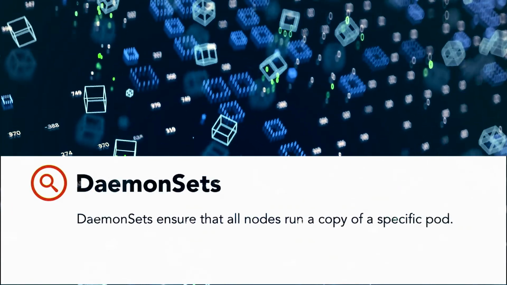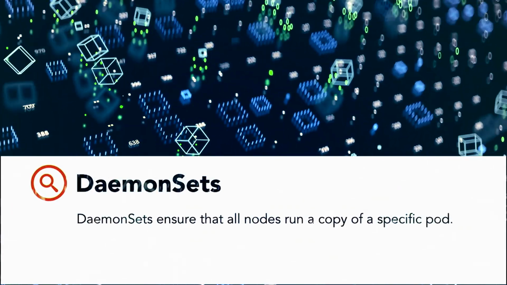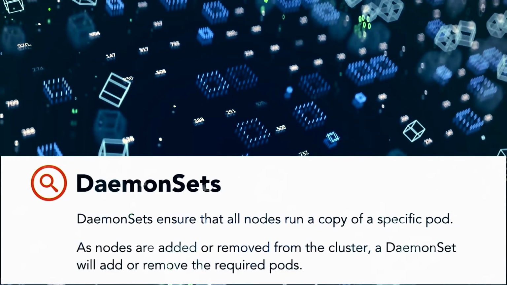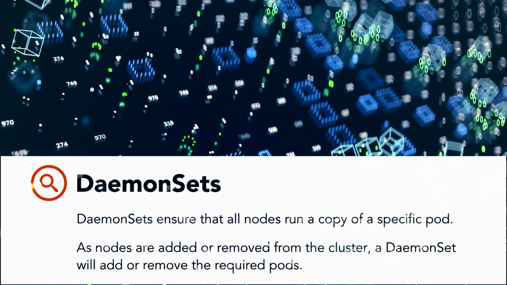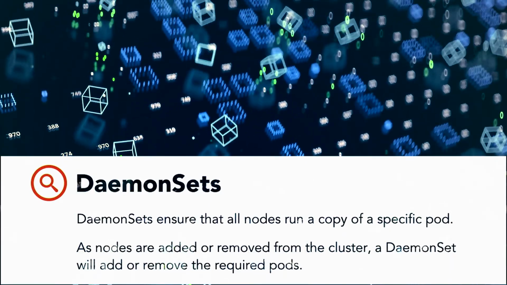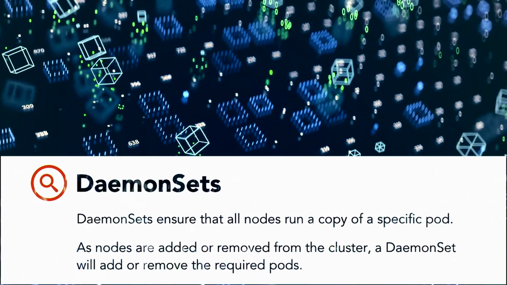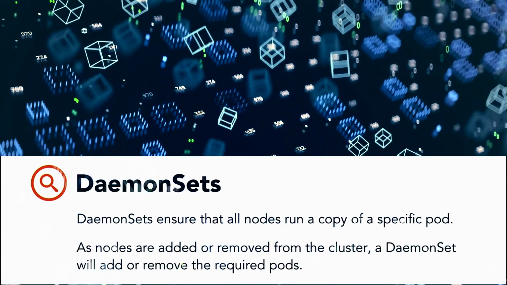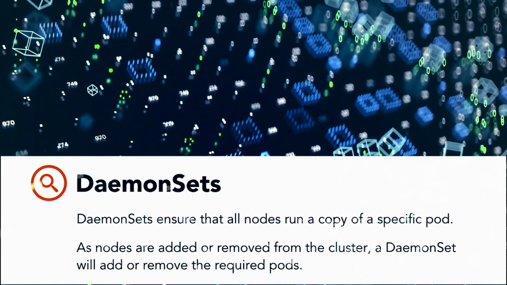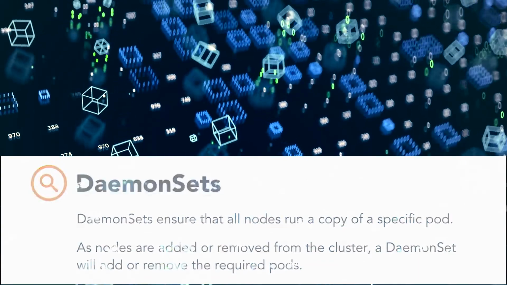Next up, we have daemon sets. Daemon sets ensure that all nodes run a copy of a specific pod. As nodes are added or removed from the cluster, a daemon set will add or remove the required pods. Deleting a daemon set will also clean up all the pods that it created. The typical use case for a daemon set is to run a single log aggregator or monitoring agent on a node.